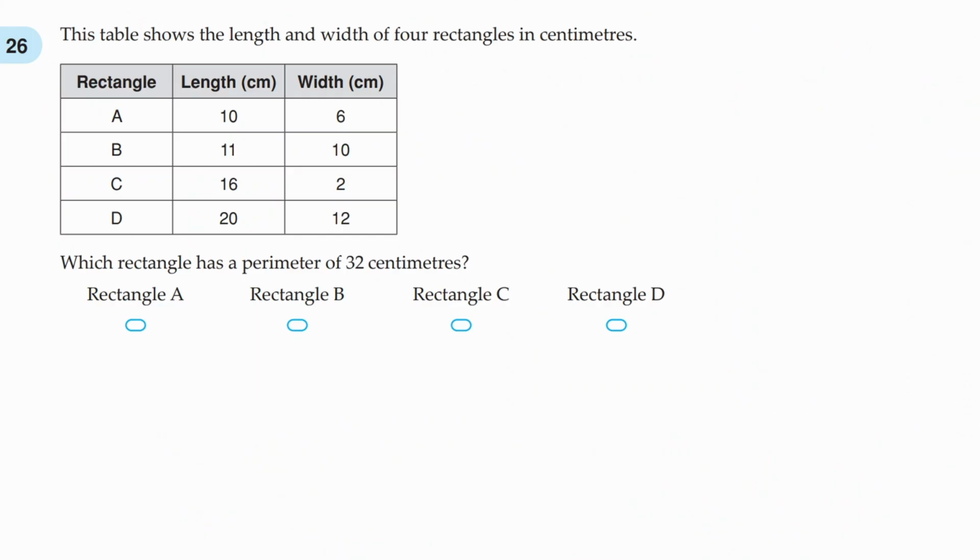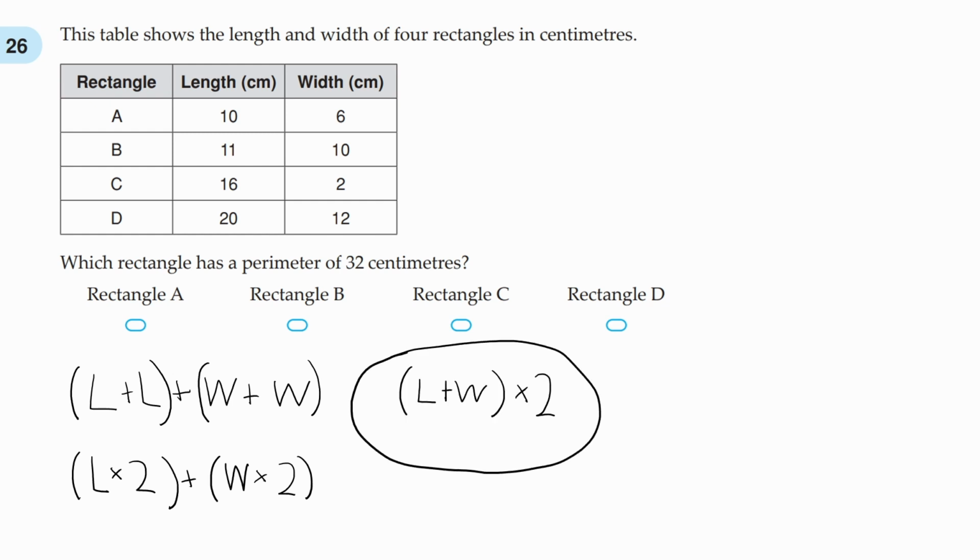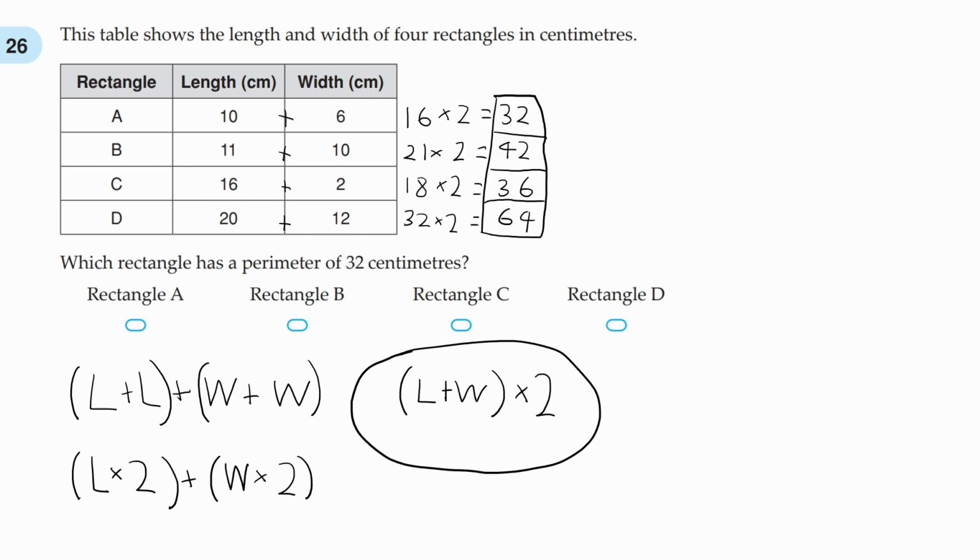Question 26. This table shows the length and width of 4 rectangles in centimeters. Which rectangle has a perimeter of 32 centimeters? Okay, so there's a few ways to find out the perimeter with the length and width. So you could do length plus width plus width, length times 2 plus width times 2, or my personal favorite, as it's the shortest and easiest to remember, length plus width times 2. So that's what we're going to be doing to the rectangles with the length and the width. So if we write all that out, we can see that rectangle A is the answer.